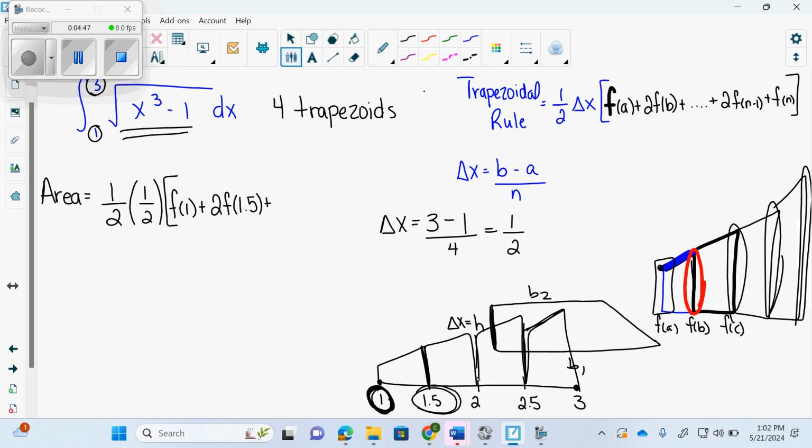Plus, what about the 2? How many are there? 2 f of 2. Plus 2 f of 2.5, plus how many 3's are there? Just a single one, because it's not shared, right? It doesn't share that side. So f of 3, because that's how we get the actual height at these spots.